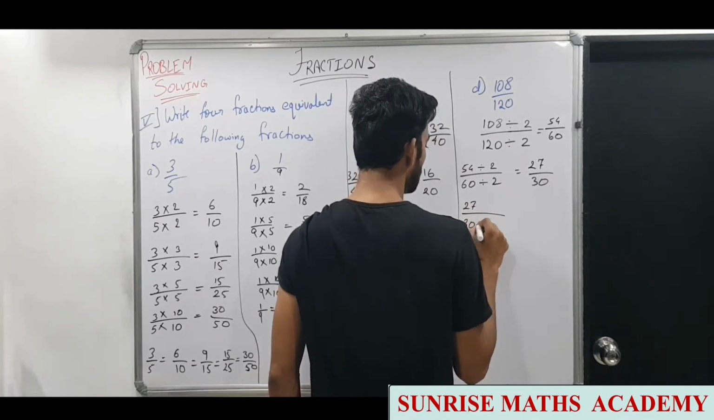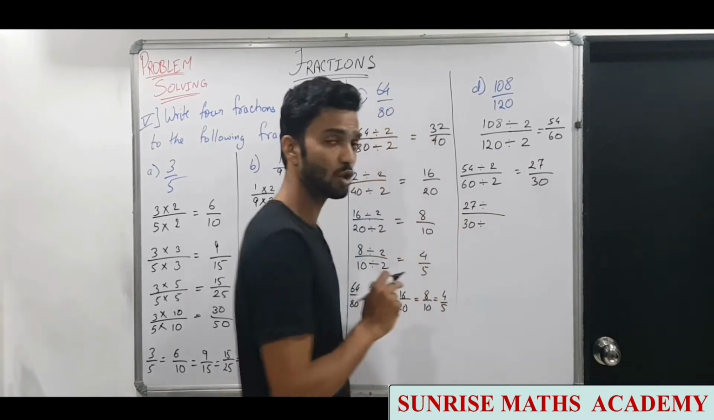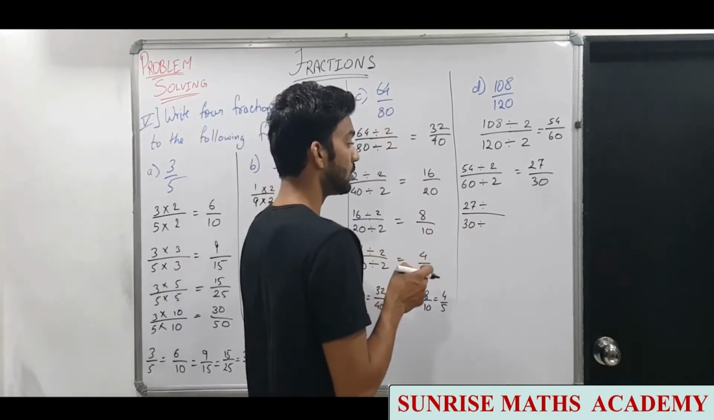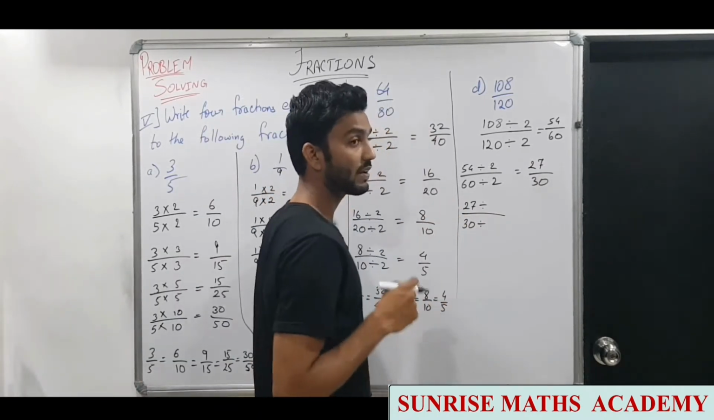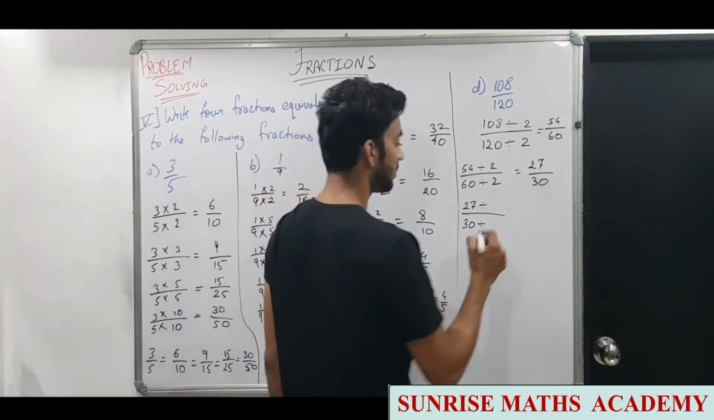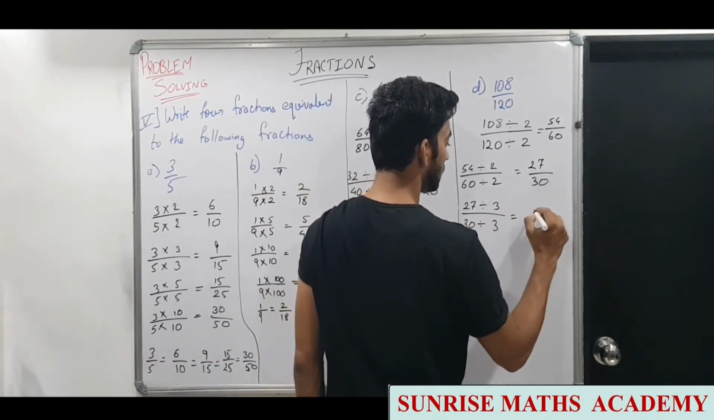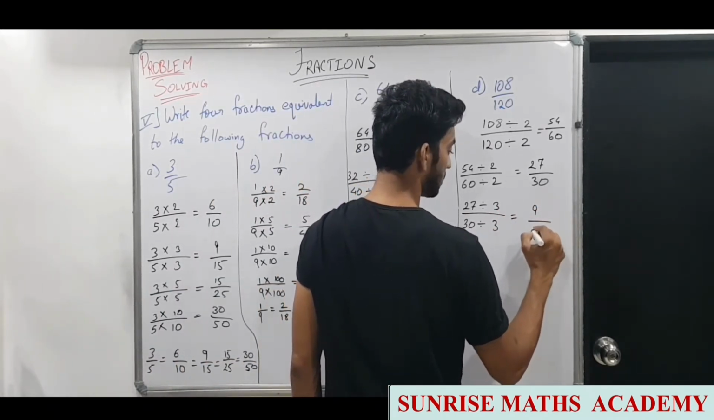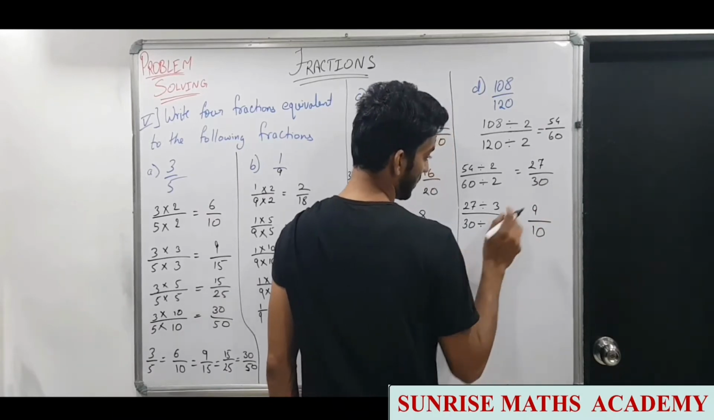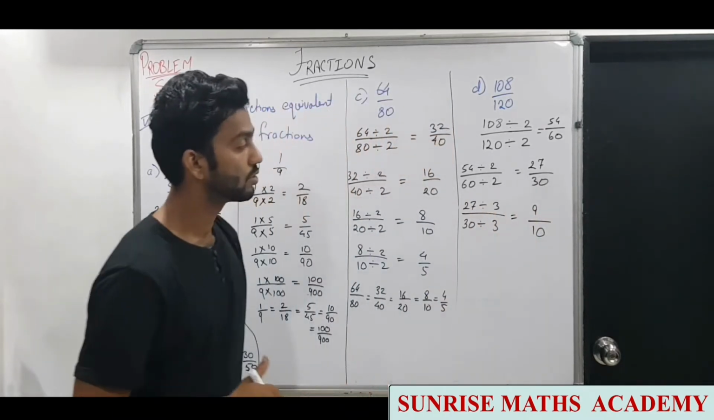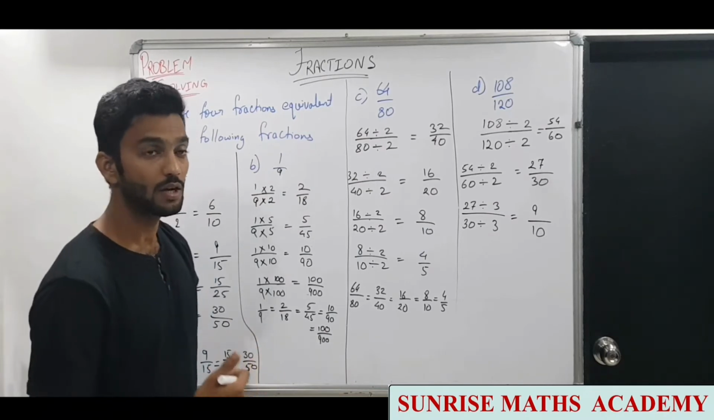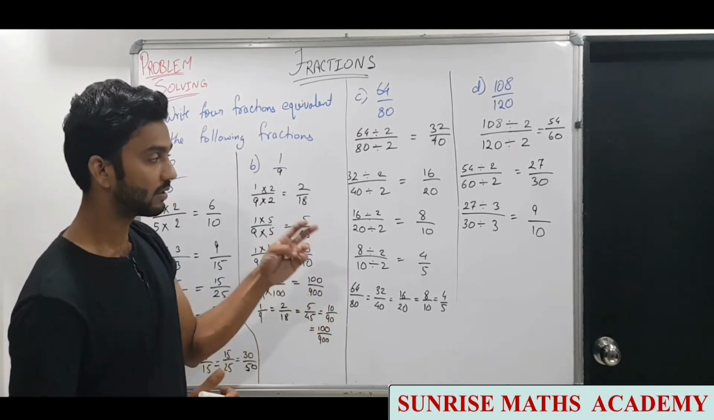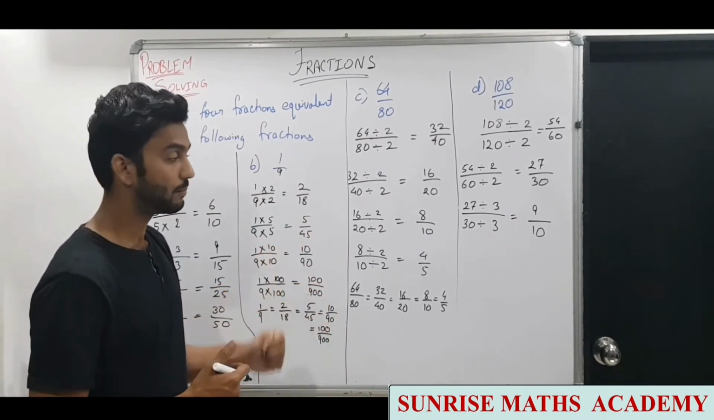Now 27 is not divisible by 2. 30 is divisible, but 27 is not divisible by 2. But 27 and 30 have a common factor, that is 3. So we will divide it by 3. So 3 9s are 27, 3 10s are 30. And 9 upon 10 is not divisible by any other factor. It does not have any common factor. 9 upon 10 is in simplest form.